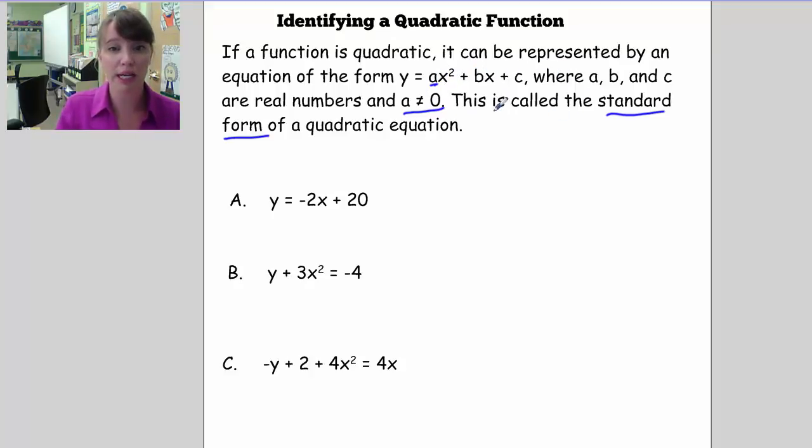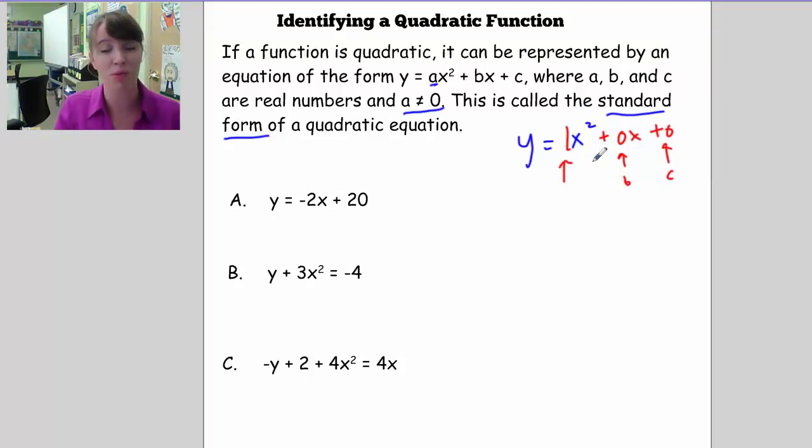What's implied in this sentence is not only that a can't be equal to 0, but b and c could be equal to 0. So for instance, y equals x squared, the parent function, is a quadratic in standard form because we have 1x squared plus 0x plus 0, where b is equal to 0 and c is also equal to 0, and that's totally fine. As long as the leading coefficient, the coefficient of the x squared term, is not equal to 0, then it's a quadratic function.